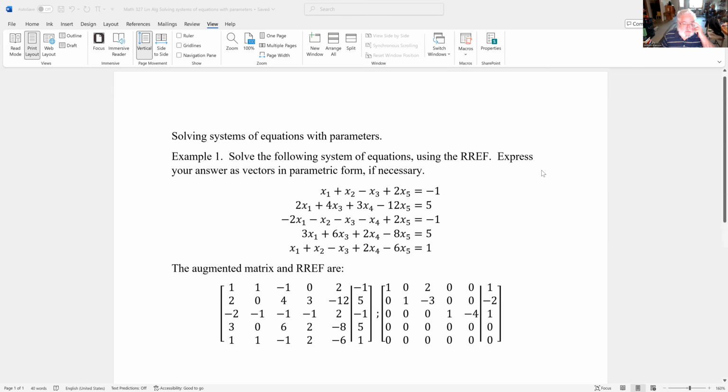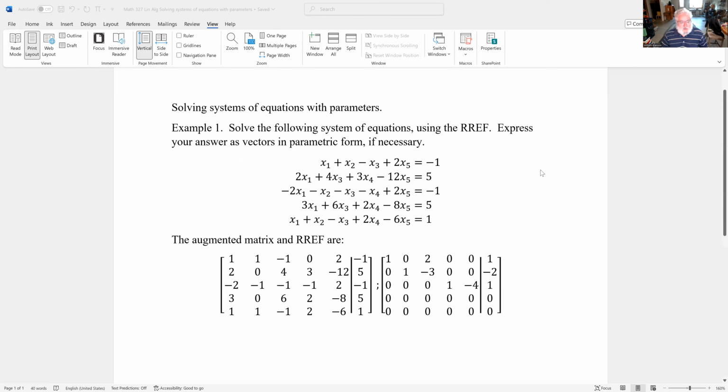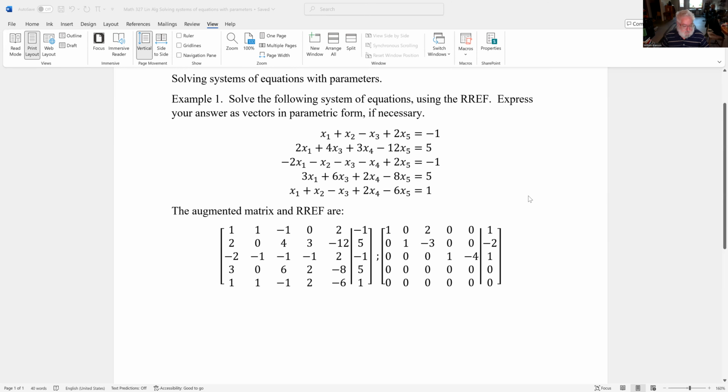So one thing that I sort of forgot to do in the last video was an example of solving a system of equations with parameters. So here's a whole bunch of equations, and we want to come up with the solutions to this set of equations. So what we do is we create an augmented matrix.